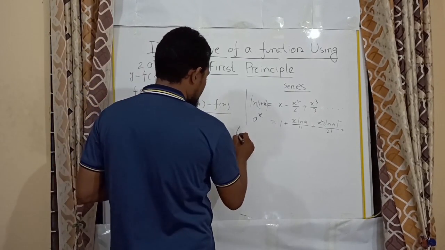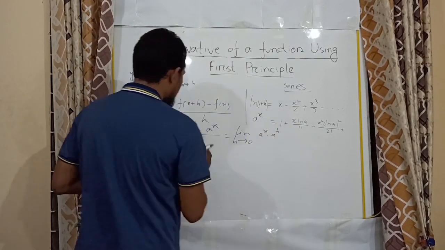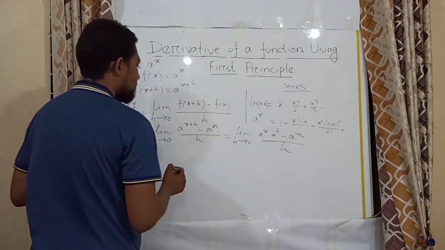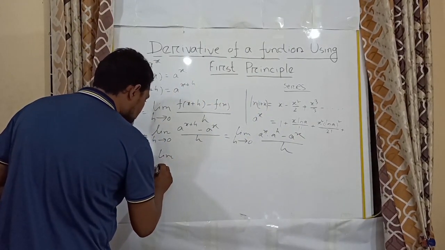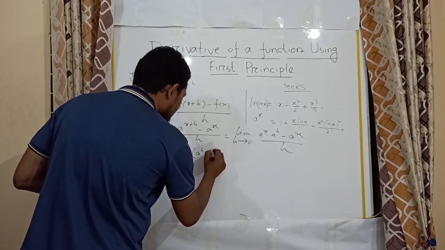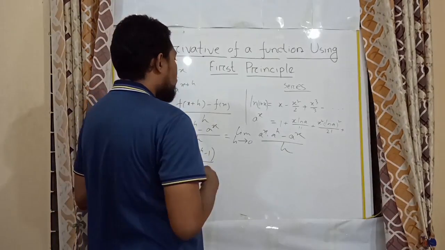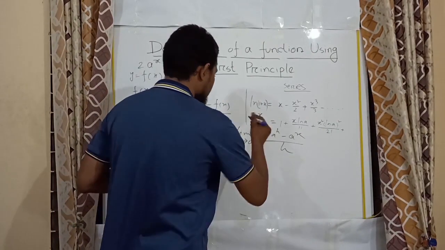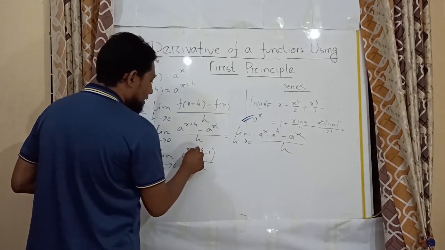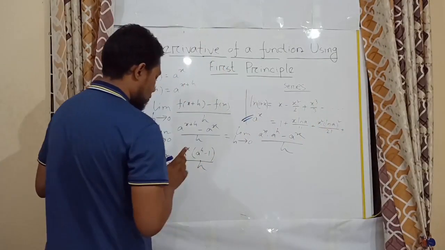You can write now limit h tends to 0 of a to the power x times a to the power h. If we split that, a to the power x plus h into a to the power x into a to the power h, so minus a to the power x, divided by h. So now limit h tends to 0, we are taking a to the power x as common, so a to the power h minus 1 divided by h. Now we'll use the series of a to the power x. Here it is a to the power x, and here it is a to the power h, so we have to substitute x by h. So we'll write the series now.